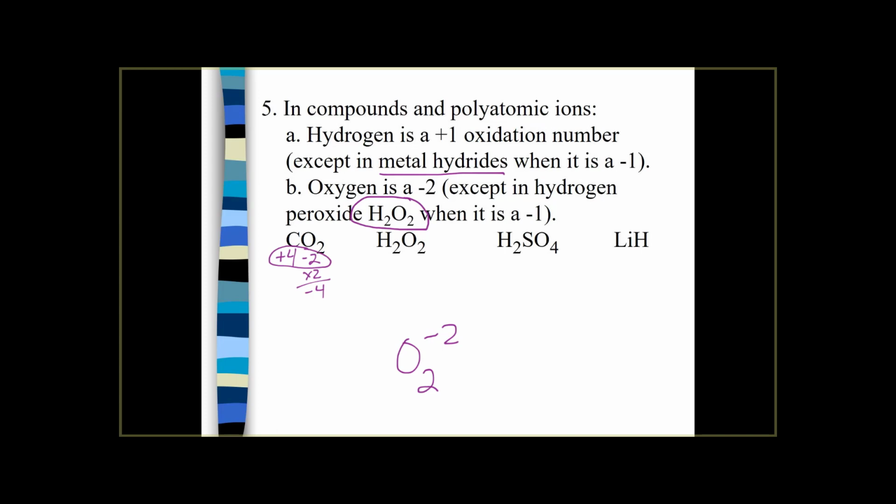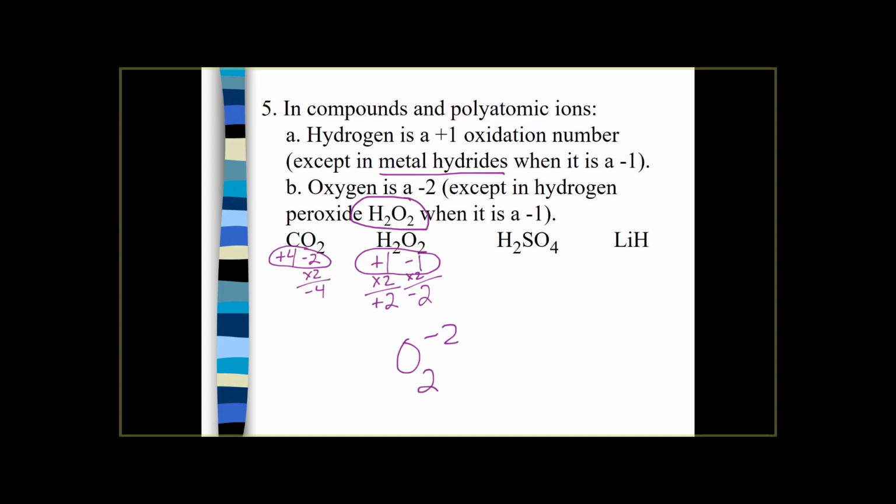Let's come over here to this H2O2. Hydrogen is a +1. I have 2 of them for a total of +2. And that means that both of my oxygens together have to equal a -2. And since I have 2 of them, each of them is a -1. So this is the exception to that oxygen rule. So again, our hydrogen is going to be a +1 and our oxygen is going to be a -1 in this case. So this is the exception that you'll want to look out for.